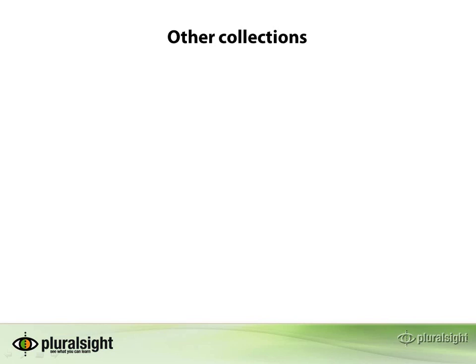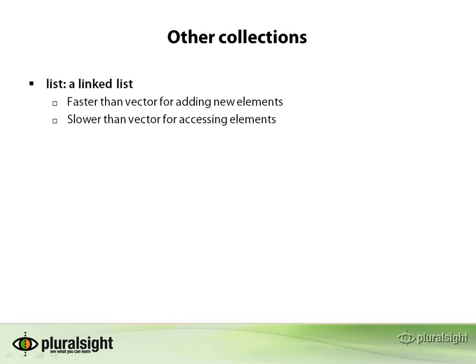Believe me, there are lots of other collections in the standard library besides just vector and map. Take, for example, list. It implements a linked list. Now, vector keeps its elements in a continuous block of memory. When you delete an item from a vector, it copies everything that was after back so that they all still end up continuous in memory.